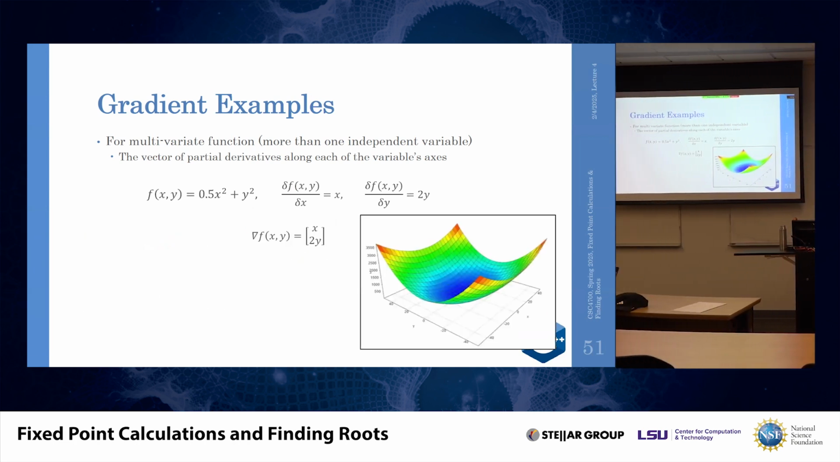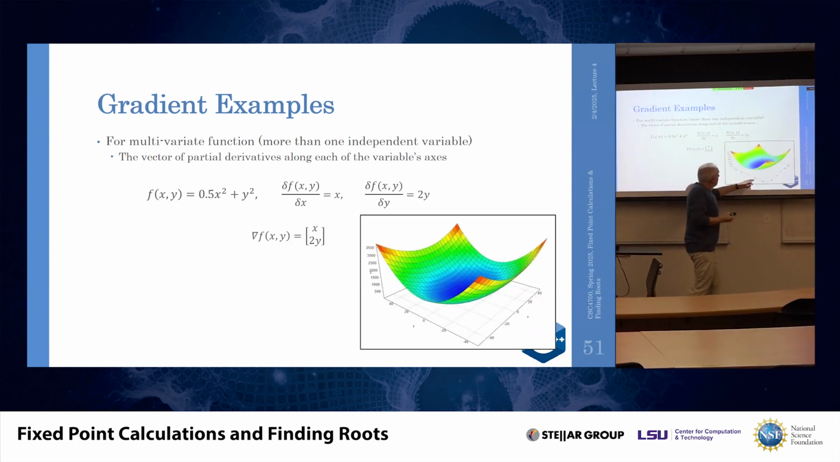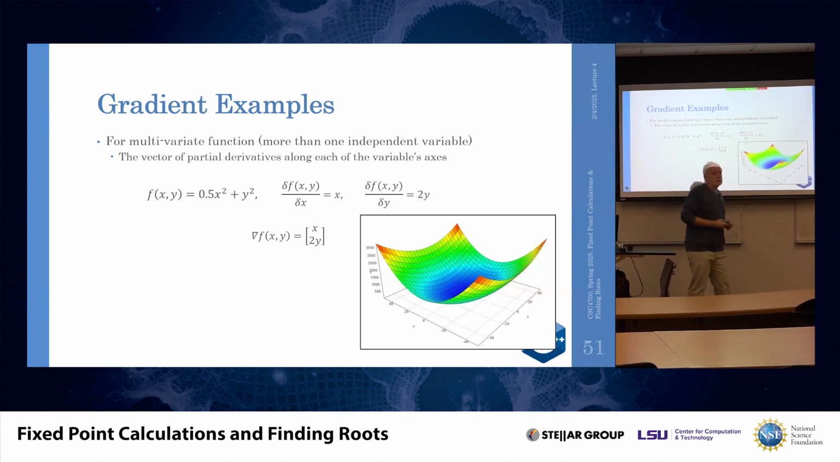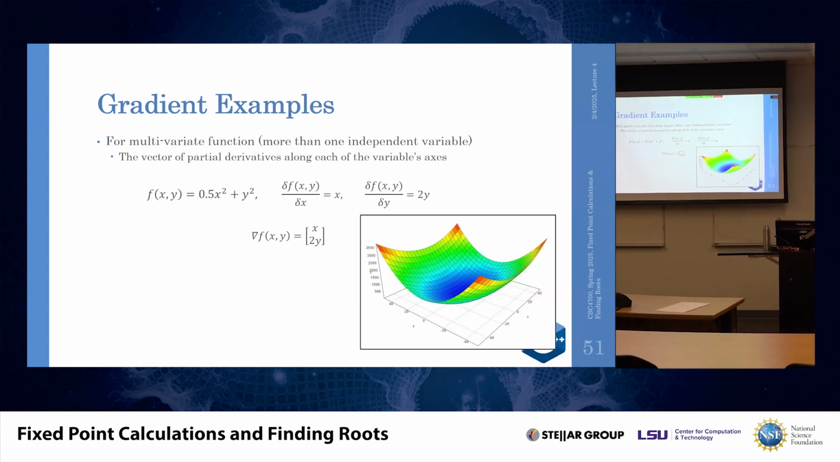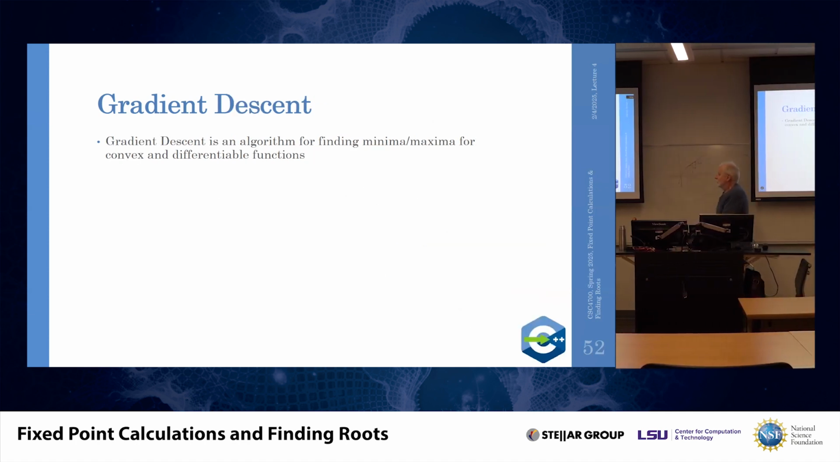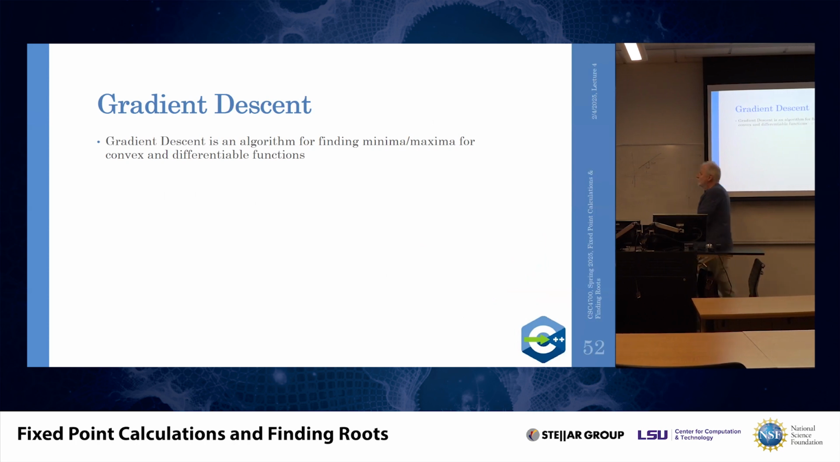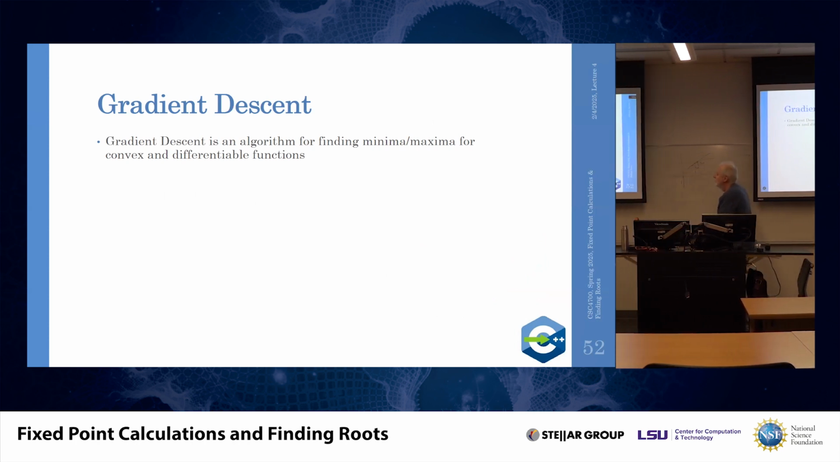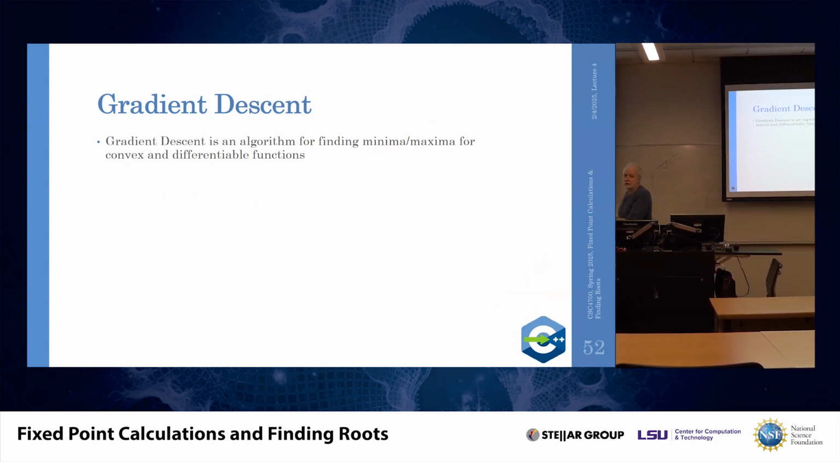So this function looks like this, just for you to visualize it, and it has a clear minimum which can be found using the gradient descent method easily. Okay, so gradient descent is an algorithm for finding that minimum or maximum for a convex and differentiable function.